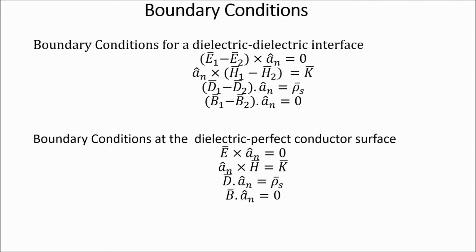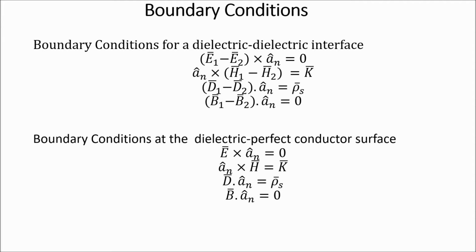The second set of expressions, which also consists of 4 different equations, indicates the boundary conditions for a perfect conductor and dielectric interface. So if the electric signal transmits from a dielectric to a perfect conductor, you will get these 4 boundary conditions.